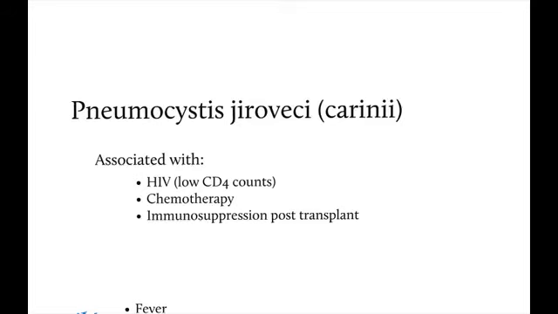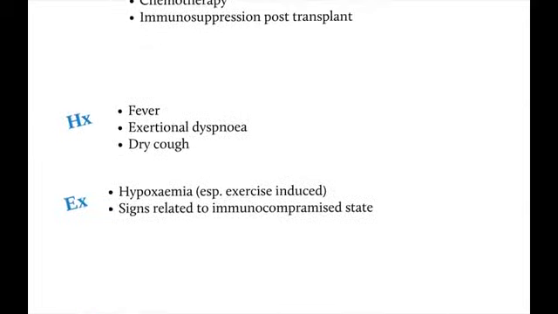And it presents with fever, intense exertional dyspnea. So they may be okay at rest, but as soon as you exercise them, then they get very breathless. And they may also have a dry cough. On examination, they may be hypoxemic, but usually this is exercise-induced. That's the classical description. So you put an oxygen probe on them on one of the trolleys, and you walk them up and down the ward, and they become profoundly hypoxemic as they walk up. And they may have other signs that relate to their immunocompromised state, whatever that may be.